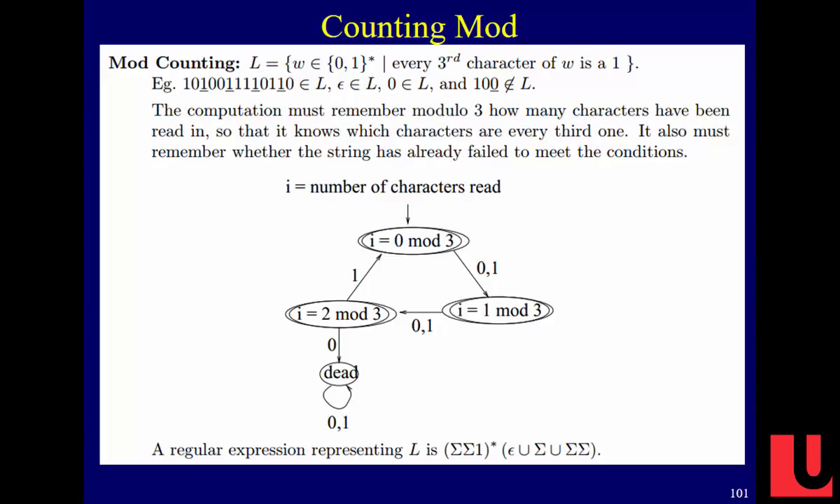1, 0 we don't care about. 1 underlined, it's a third character we care about. It has to be a 1, right? And then 0, 0 we don't care about. And then a 1, and then 1, 1 we don't care about. And then a 1, right?